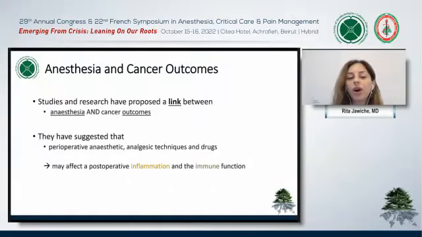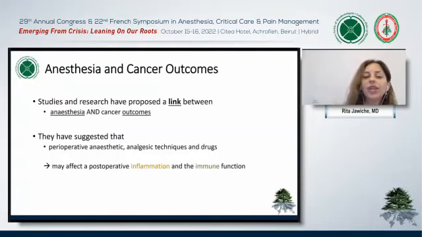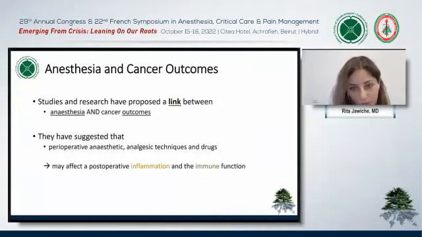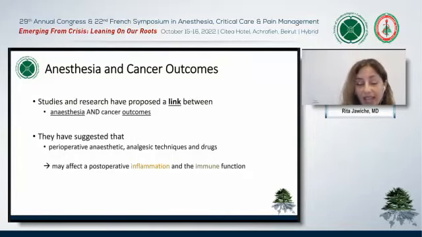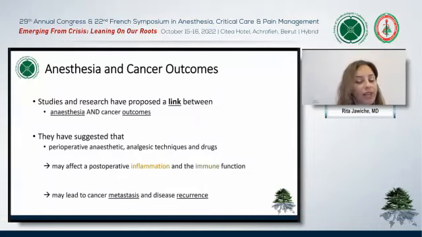And a new booming subject currently is the link between anesthesia and cancer outcomes, which I will be discussing quickly with you. We have many studies that propose a link between those two topics. They suggested that all the anesthetics we use perioperatively, the analgesics, the drugs, the anesthesia technique, could affect the postoperative inflammation in the patient and the immune function of the patient. And therefore, it could lead to cancer metastasis and to disease recurrence.